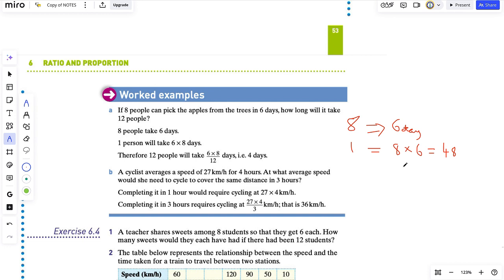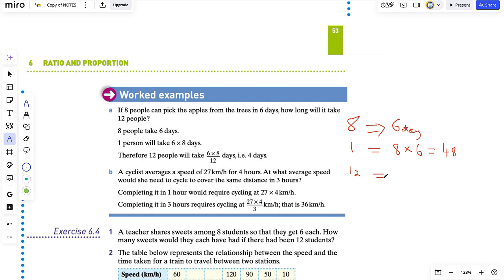So it kind of makes sense. One person will do it in 48 days, because the more people you bring, the fewer the days to finish it. The fewer the people, the more the days. That's why it's called inverse. Now we know. It asks, how long will it take 12 people? If you increase the number to 12, of course it takes fewer days, right?